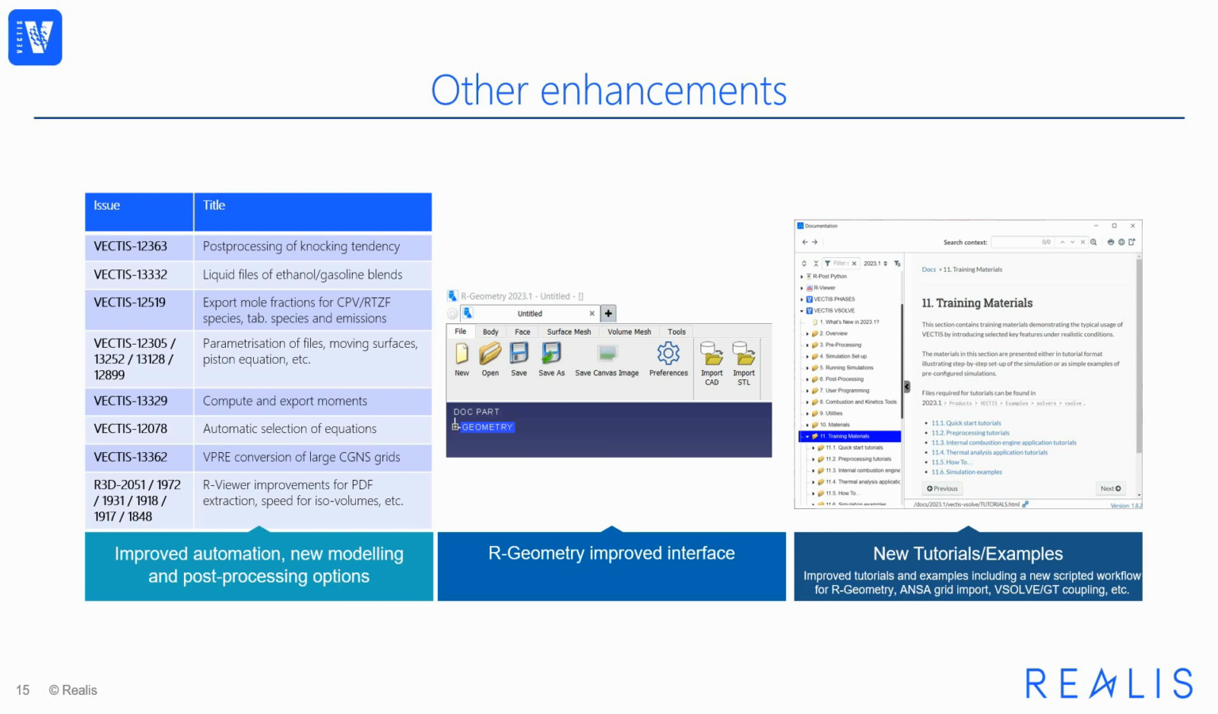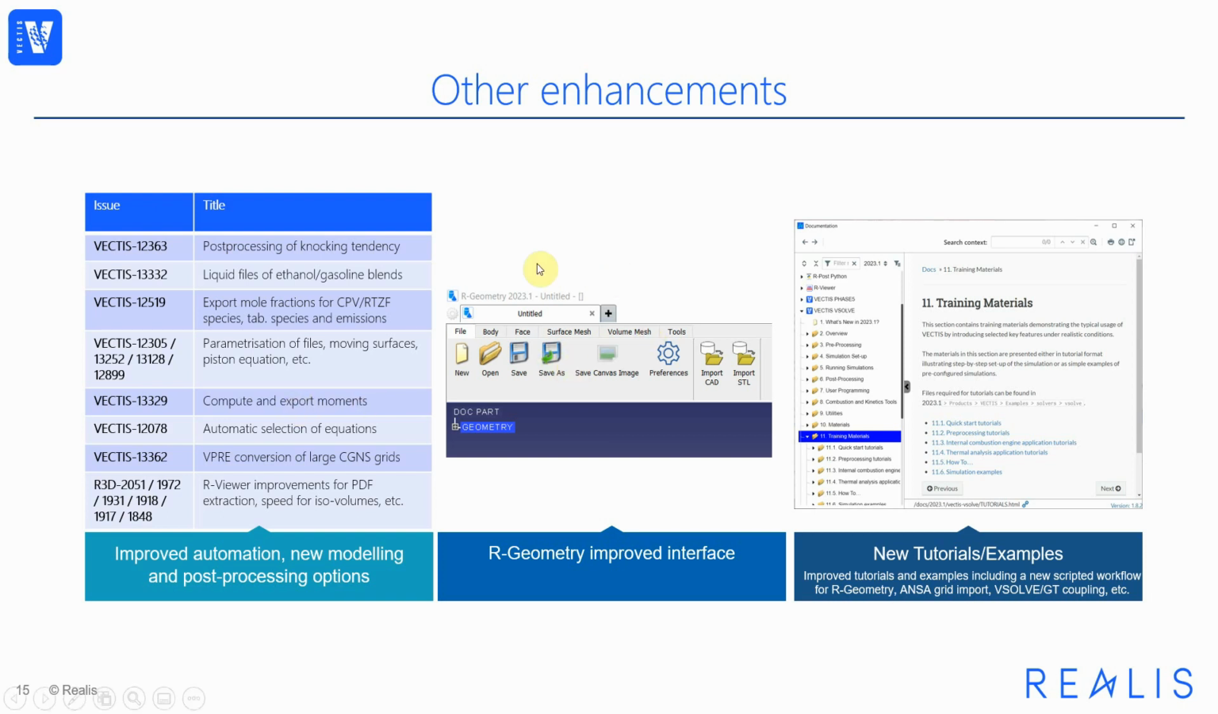The aerodynamic moments can now be exported for every wall surface, and an improvement of the GUI allows the automatic selection and deselection of equations to improve the user experience and reduce the number of errors. vPre has been modified to deal with a very large CGNS grid conversion to Vectis format. And finally, various improvements have been brought to RViewer for PDF extraction and speed of plotting isovolume and isosurfaces.